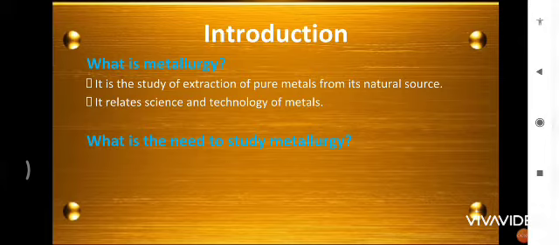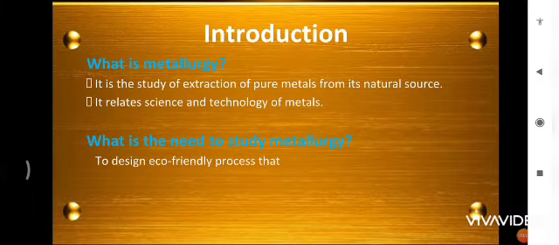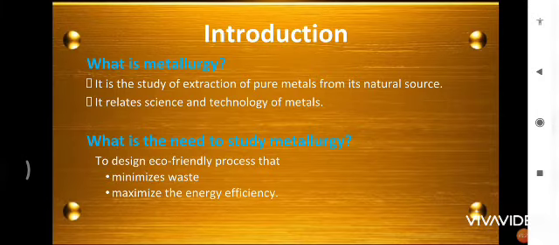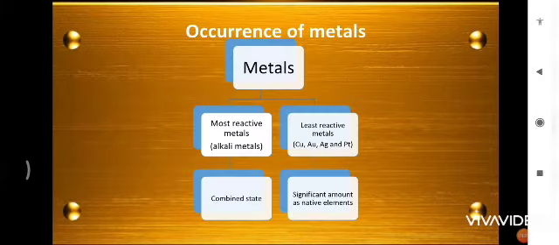What is the need to study metallurgy? We know that the ancient people used the available material in the environment, such as few metals and fire, and they were limited only to few metals. But in the modern era, we are using a wide range of metals in our daily life. Our need for the materials with specific property have led to the production of many metal alloys. Hence, it is essential to design an eco-friendly metallurgical process that minimize the waste and maximize the energy efficiency.